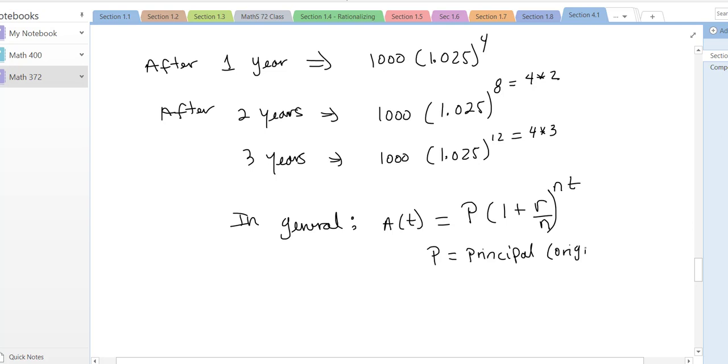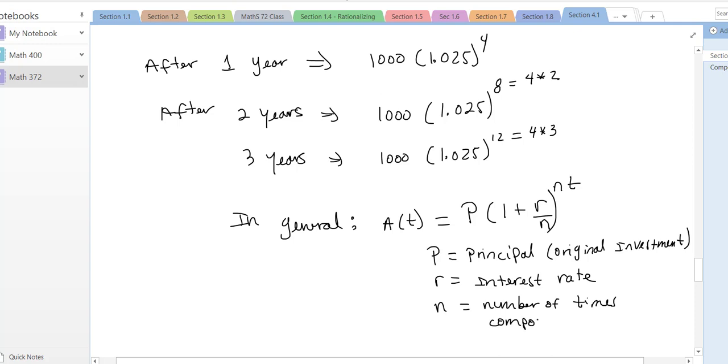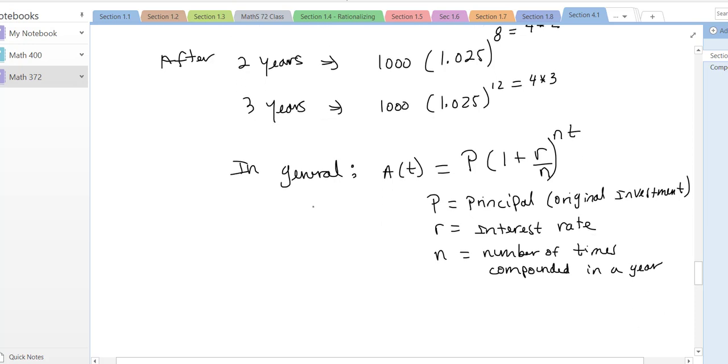So P is the principal, the original investment. R is the interest rate. N is the number of times you compound in a year. And T is the number of years. So I hope that helps explain a little bit where and how that formula is gotten.